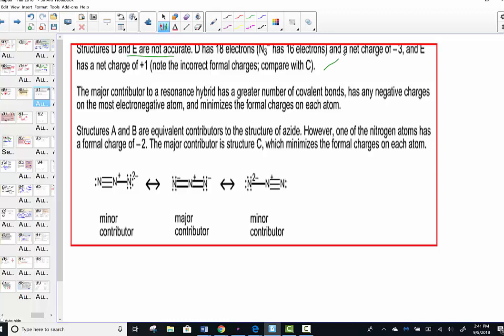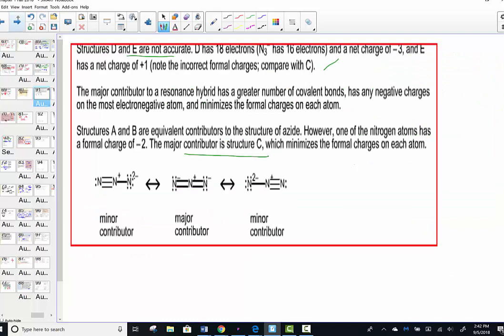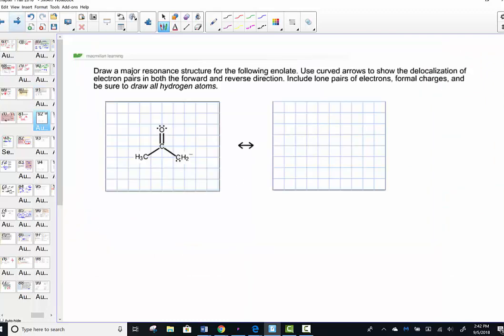The major contributor to a resonance has the greater number of covalent bonds, and has any negative charges on the most electronegative element. Well, they were all nitrogens in this case, so that really didn't help. But they minimized the formal charge on each atom. So we said the major contributor, based on many factors, was structure C. And we agreed with that. And I kind of talked through the logic of how we could eliminate some quite readily. That's the skill level we're looking to obtain with the term resonance. What is the most stable configuration based on a series of questions?